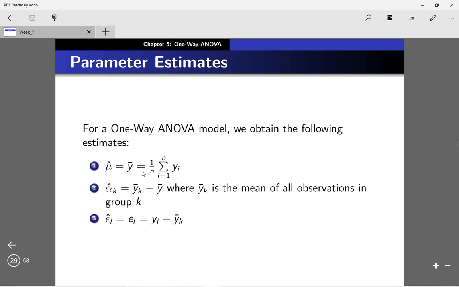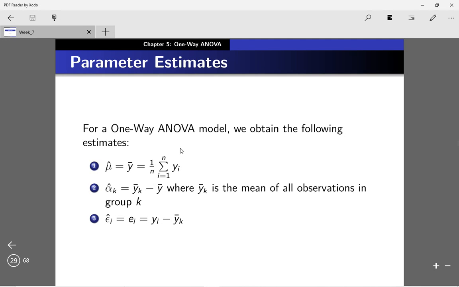Some notation here, we define y bar to be the sample response value for the whole data set. Alpha sub k, as a reminder, are these group effects, so the difference in the average response value for a particular group and the overall sample mean. We denote this by alpha sub k with a hat because it's a sample estimate. And then y bar sub k is representing the group specific sample mean. And again, y bar is the overall sample mean for the whole data set.